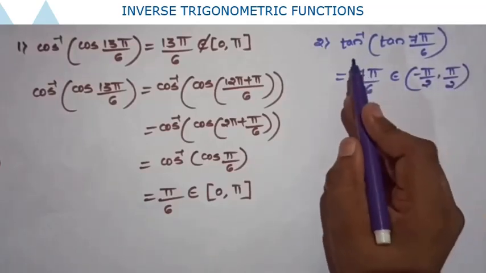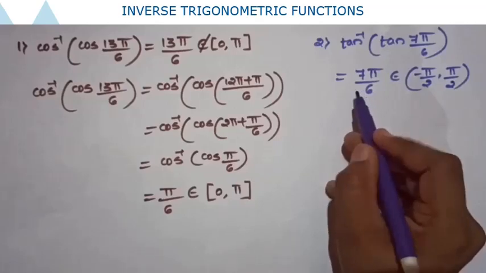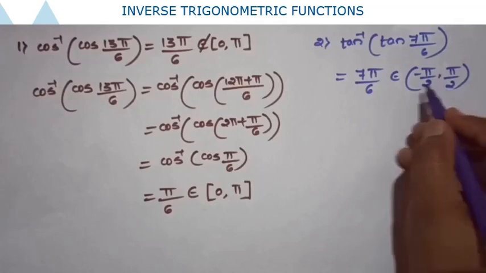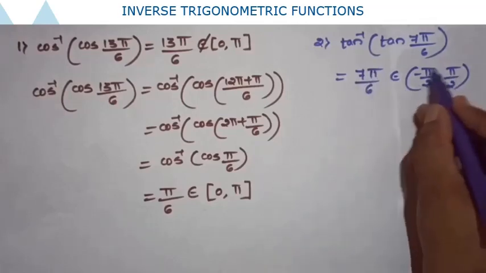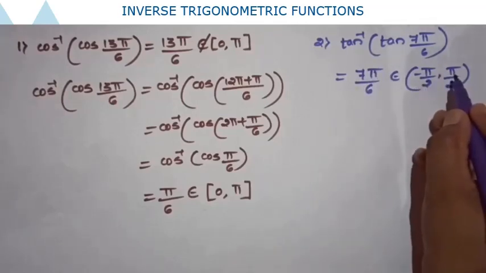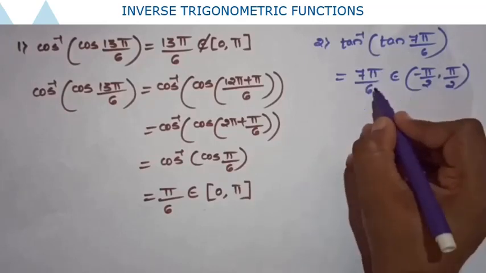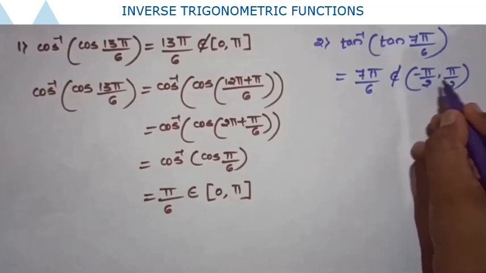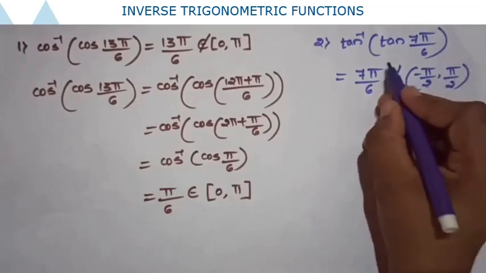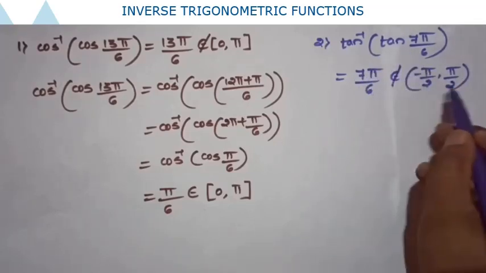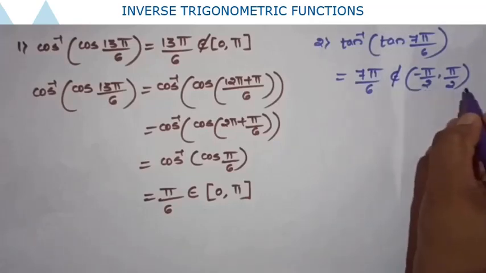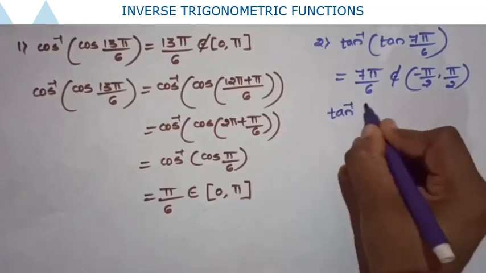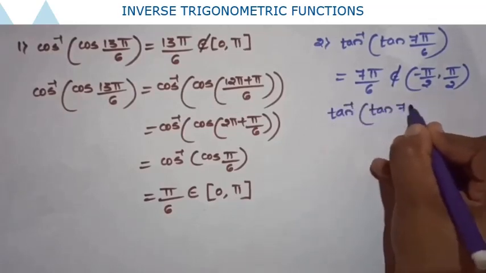If tan inverse of tan x is to be x, then x should belong to the open interval minus pi by 2 to plus pi by 2. Now think, does this 7 pi by 6 lie from minus pi by 2 to plus pi by 2? 7 pi by 6 is nothing but 7 into 30, that is 210. 210 obviously does not belong to the open interval minus 90 to plus 90. So we should convert this 7 pi by 6 to some acute angle which lies from minus 90 to plus 90. Therefore I am considering tan inverse of tan 7 pi by 6.